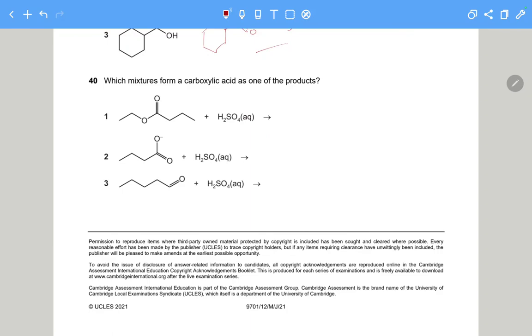We have C. And then question 40, which mixtures form a carboxylic acid as one of the products? So this is an ester, reacts with H2SO4, acid hydrolysis. This will give an alcohol, which is this one, plus a carboxylic acid, which is this one. And because we get a carboxylic acid, this one is correct. Then this one, it's a carboxylate ion, and it is reacting with an acid. So the acid will donate a proton to this O negative, and this will give us this acid. And that obviously is the correct answer. And then H2SO4 plus this aldehyde, no, it won't give an acid because this is not really a reaction. So there is no reaction happening here essentially, and you can cancel this out. So this will be B.